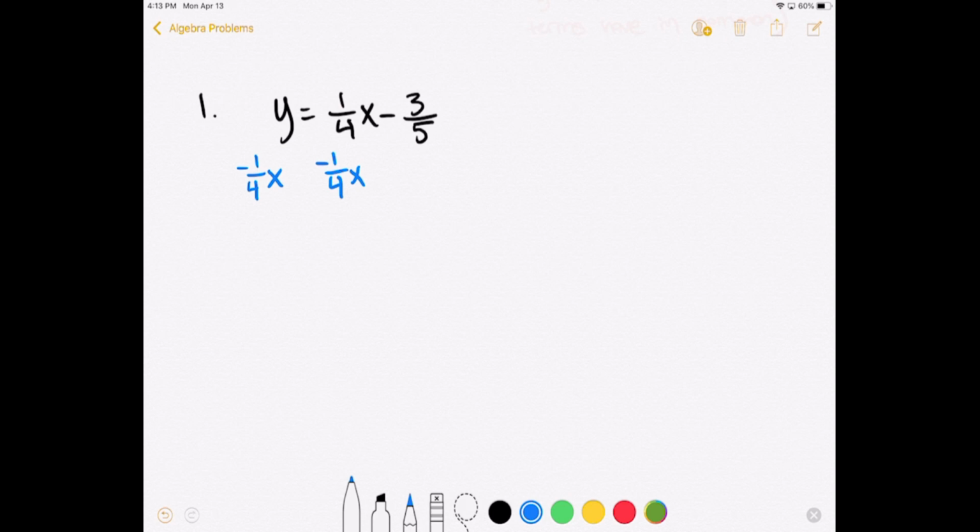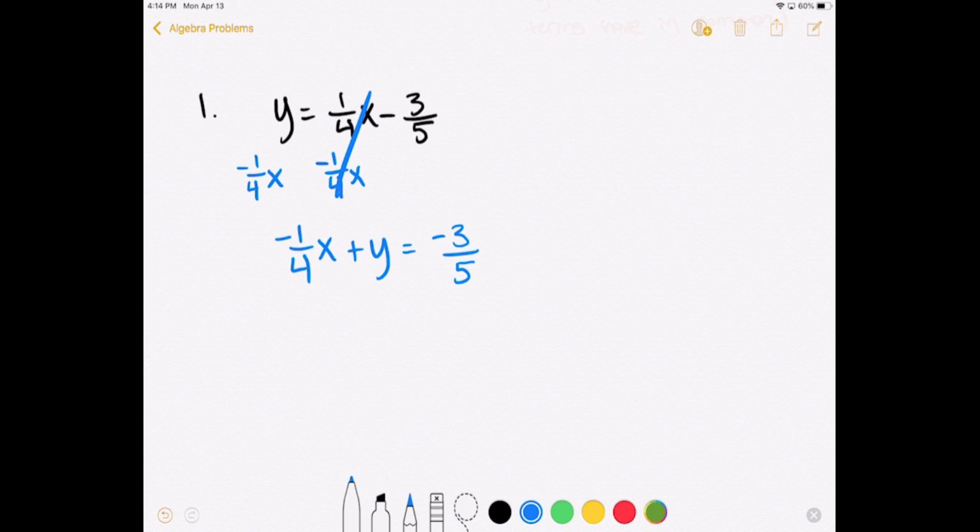Now, since I've moved that to the other side, my new equation is -1/4 X plus the Y that was already over there equals -3/5, the number we left on the other side of the equation. Okay, so all I did was move the X to the left side because that's where it's got to be, and it's got to be in front of the Y because that's how we're supposed to do it.